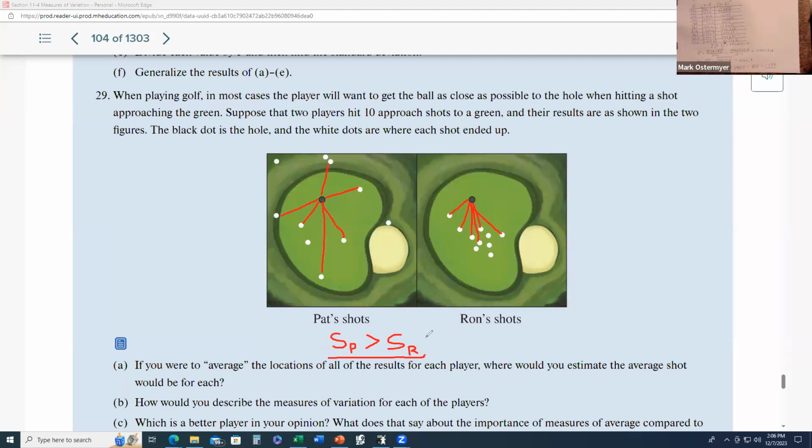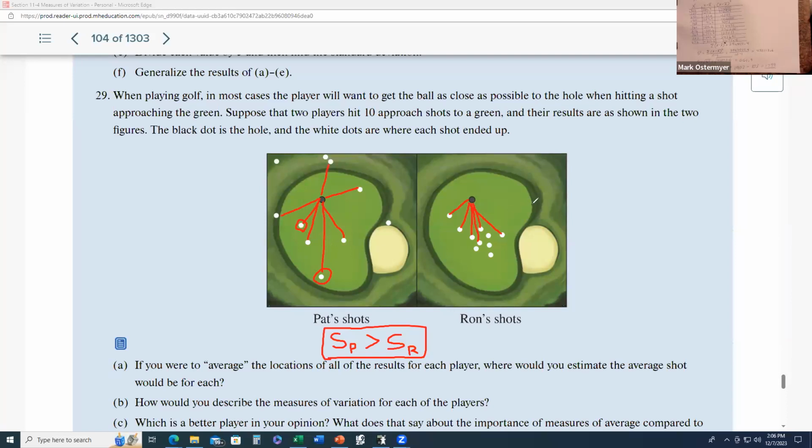You can see that Ron is a lot more consistent here in general because these distances for Ron all are very synonymous with each other for all these different ball locations. Whereas for Pat, these distances are all over the place. I mean, this ball is a whopping distance away from the hole, whereas this ball is fairly close to the hole. So there's a lot more variability with Pat's shots versus Ron's shots.